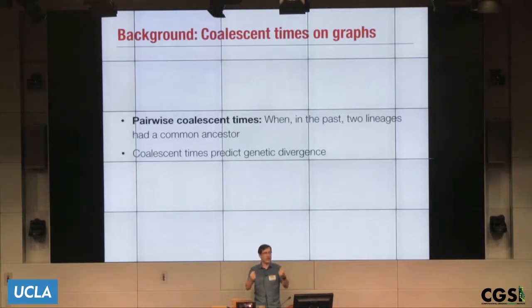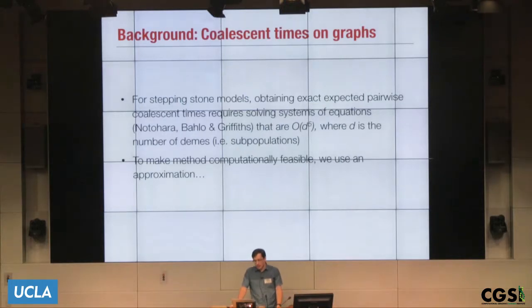So if we can solve for coalescent times in a population model, then we can predict observed patterns of genetic dissimilarity. And so the question is, how can we get these coalescent times out of stepping stone models? The brute force way is that there is a set of equations that describe properties of pairwise coalescent times in stepping stone models that can be solved. And the problem is that they scale with D to the fifth, where D is the number of demes that you're looking at. Okay, so that's really heinous.